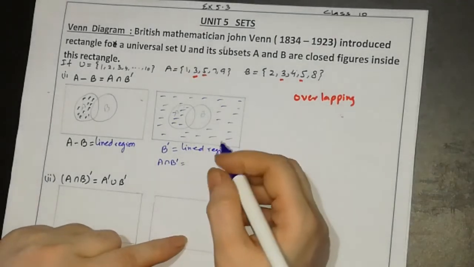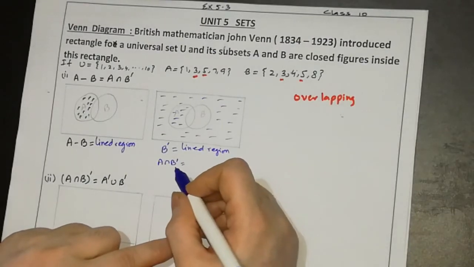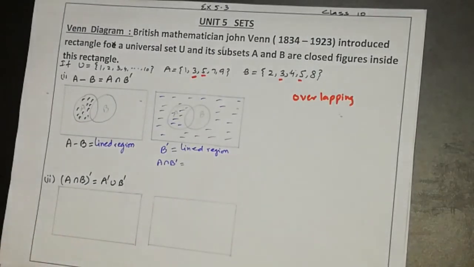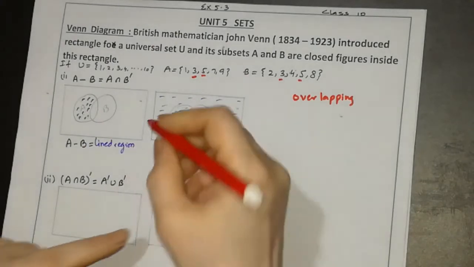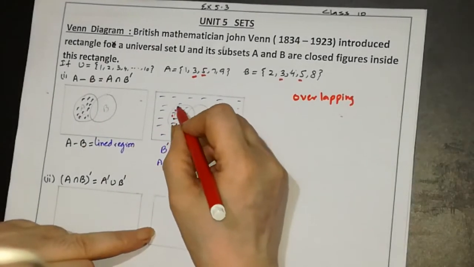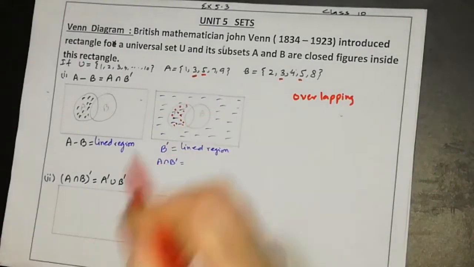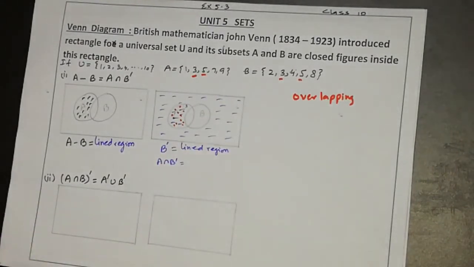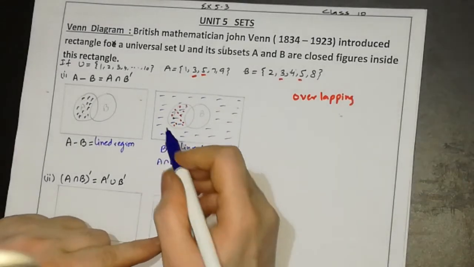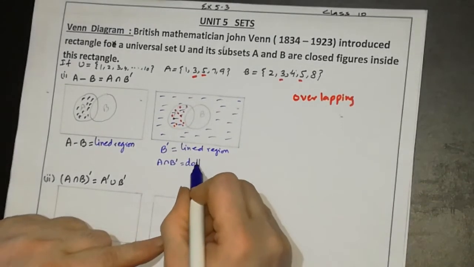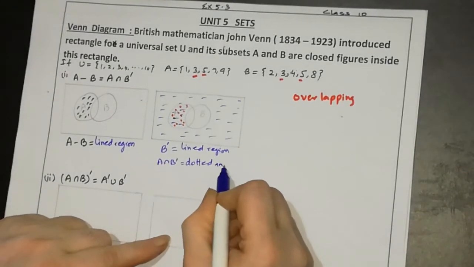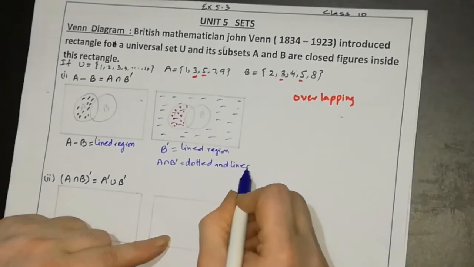So now I am taking A intersection B complement. A intersection B complement, from the whole complement, what are the common elements? This is A, this is a common portion, because A is common here. So what is our answer? Our answer is the dotted and lined region.